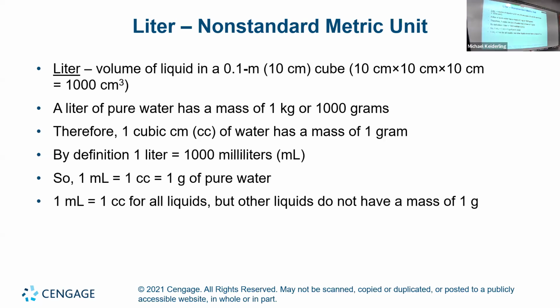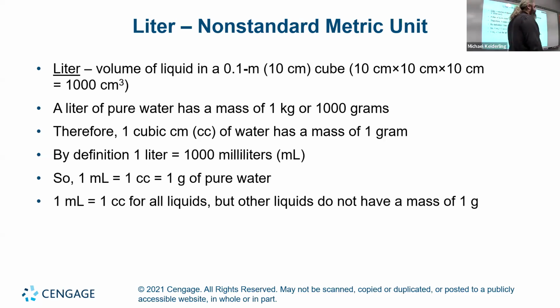And by definition, 1 liter is 1,000 milliliters, because that's just what milli means. Milli is 1,000. So there are 1,000 milliliters in a liter. So 1 milliliter is 1 cubic centimeter, which is 1 gram of pure water. So you may have seen a scale that weighs in milliliters. That's actually a setting on some scales, like kitchen scales. That is just weighing in grams, and assuming that the thing has a density equal to that of water.